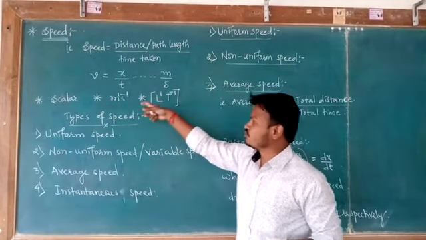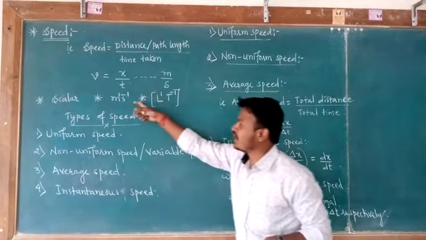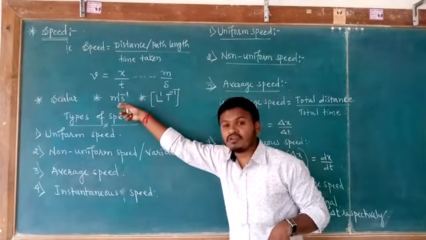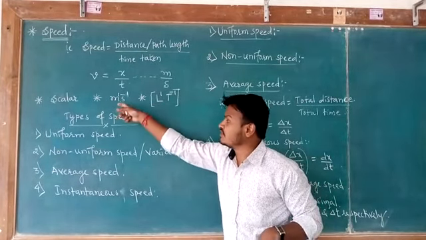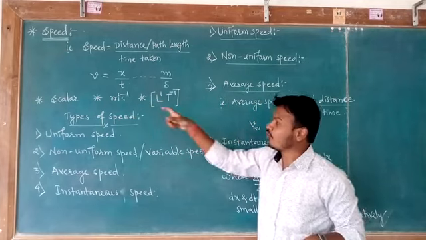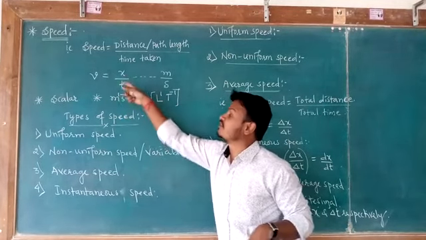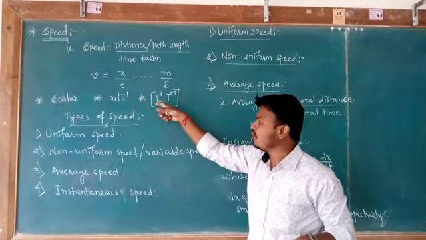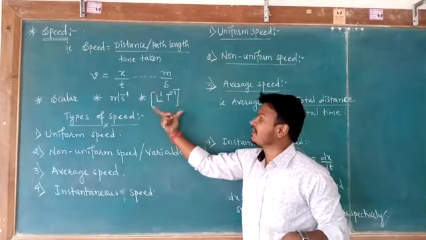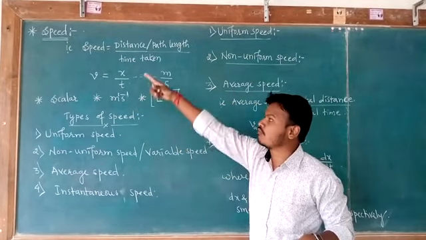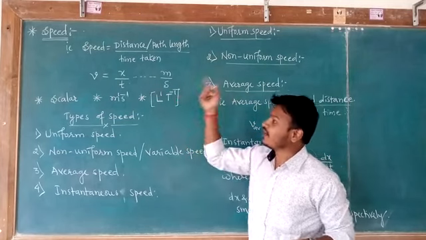Here meter is there. Meter is usually used to measure the length. Therefore, instead of meter I have taken L. Second is used to measure the time taken by a body. Therefore, instead of second I have taken T. Therefore, whatever powers meter and second have, the same powers have to be given to L and T in a square bracket. That representation is the dimensional formula of the speed.